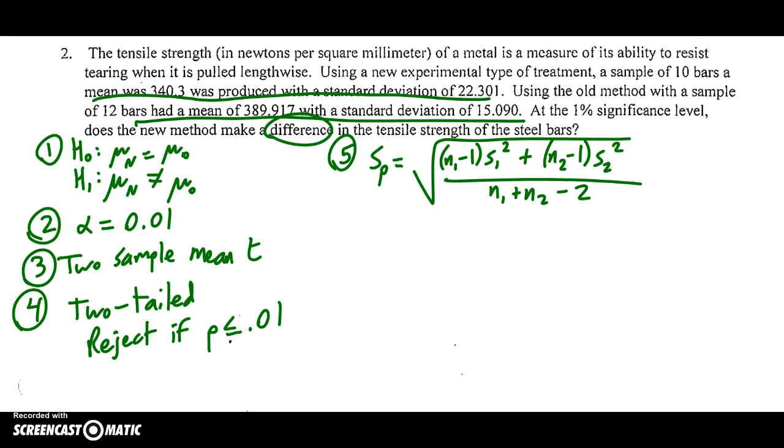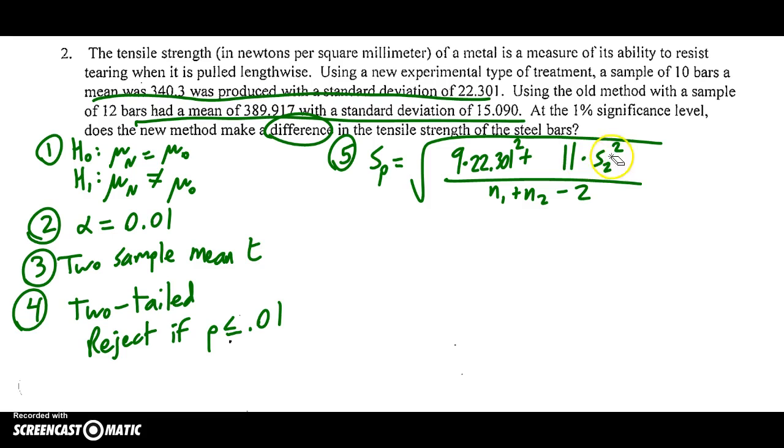Okay, so how many were in our first sample? Our first sample written was the new, so we're going to do new first. There were 10 in the new sample, so 10 minus 1 will be 9. Oops, I erased my square root there. 9 times the standard deviation squared for that first guy. So the standard deviation was 22.301 squared. Okay, maybe I should give myself a little more room there. 9 times 22.301. How many are in our second sample? The old sample. There were 12 bars, so 12 minus 1 would be 11.